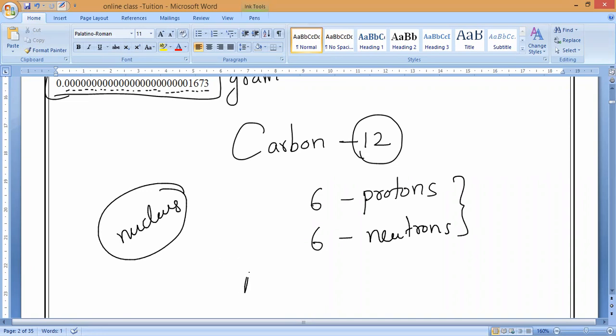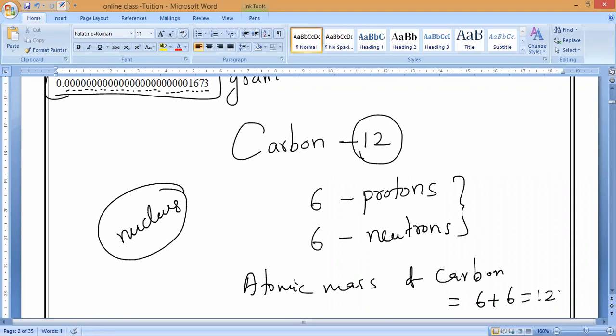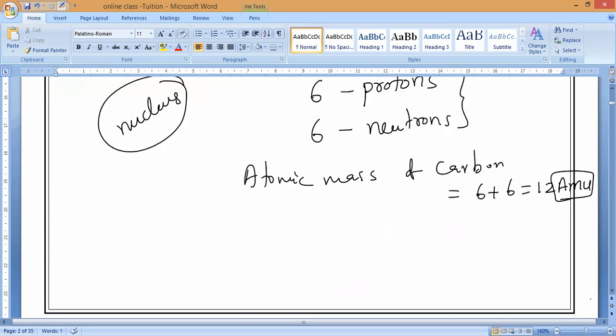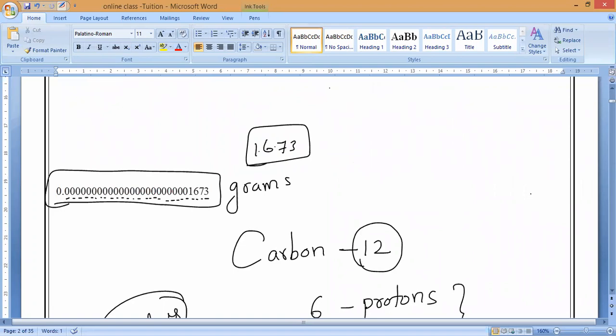So what is the atomic mass of carbon? 12, sir. Atomic mass of carbon equals 6 plus 6, which equals 12 AMU. What does AMU mean? Atomic mass unit. And this atomic mass we should represent with a capital A. So 6 plus 6 equals 12 AMU. So what do you mean by carbon 12, guys?